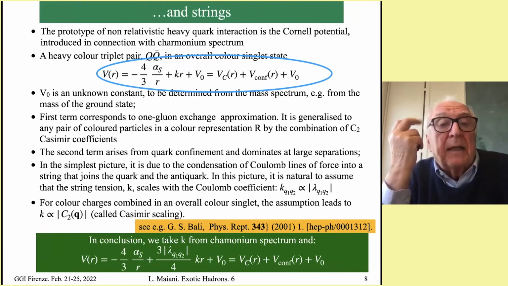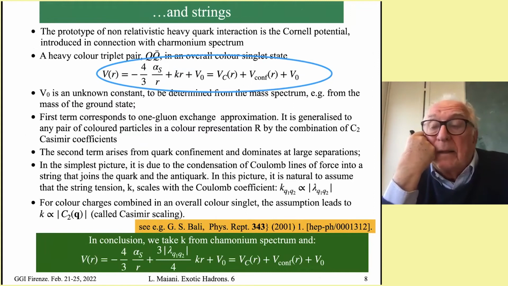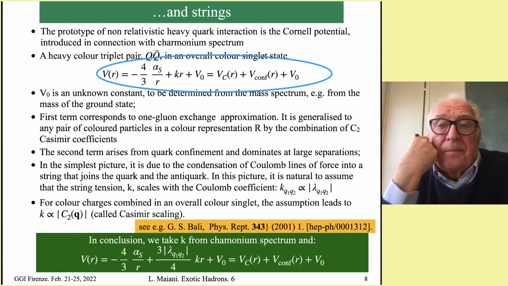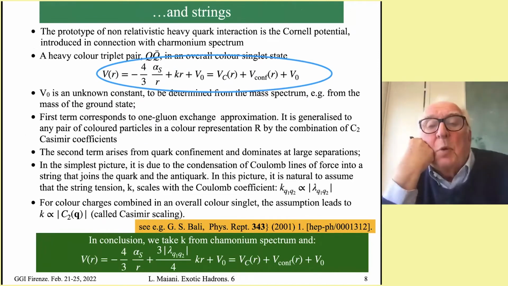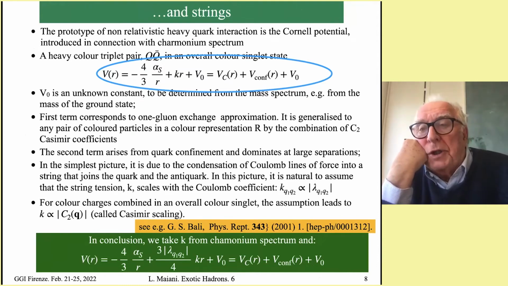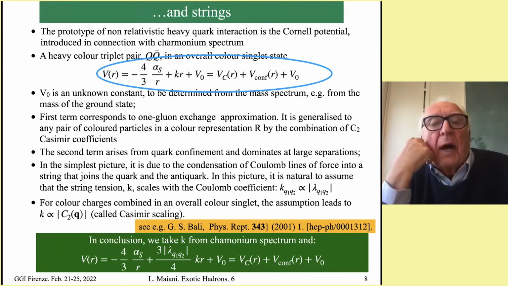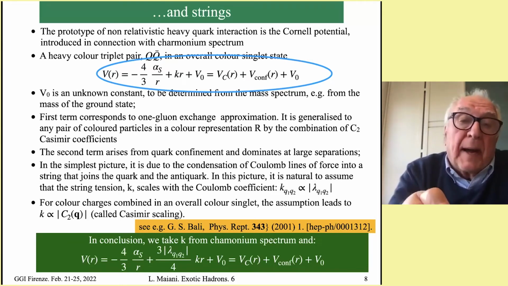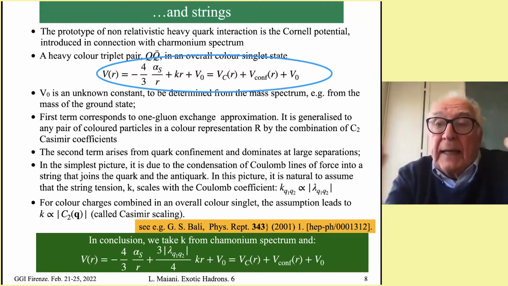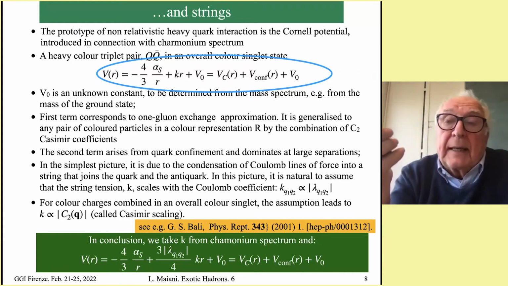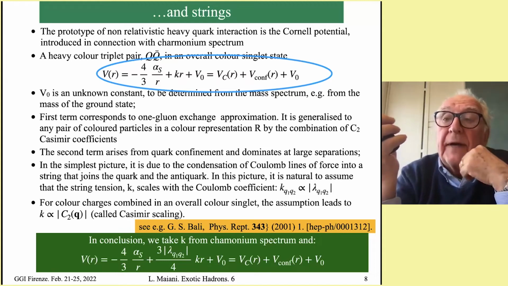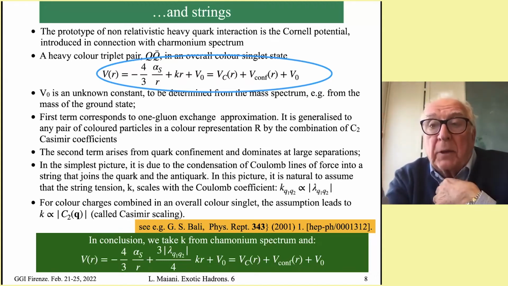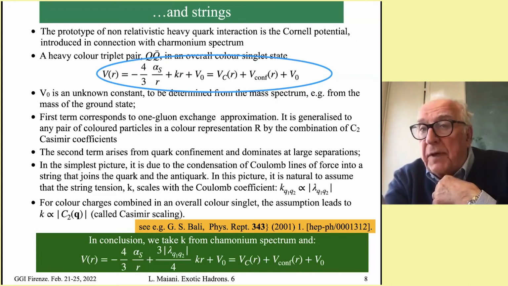This is the potential between two colored sources, whatever they are. And you have a Coulomb term, which for the case of QQ bar is minus 4/3, and a string term, which is kappa R, and we know the value of kappa from the charmonium spectrum is 0.15 GeV squared.